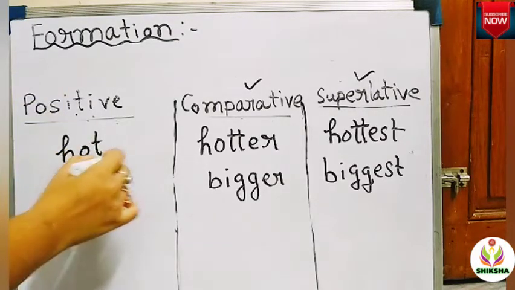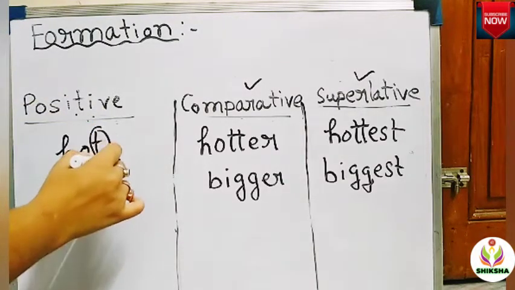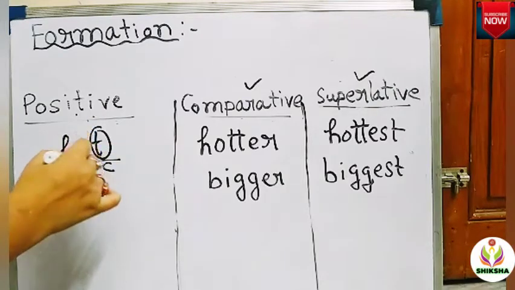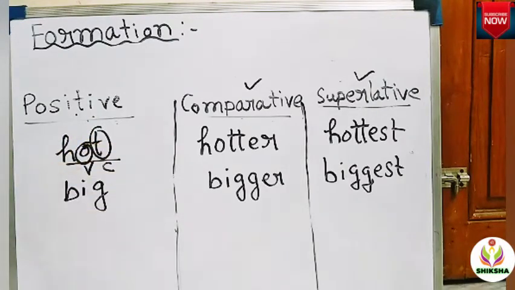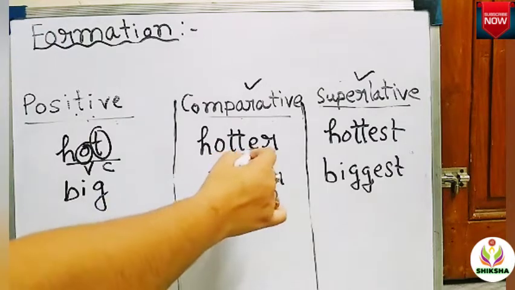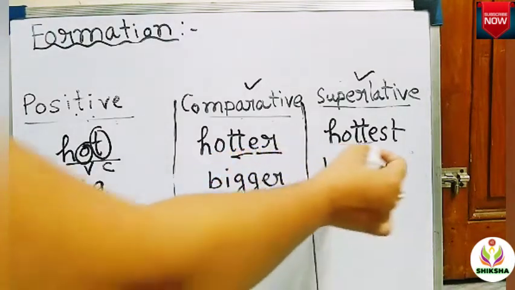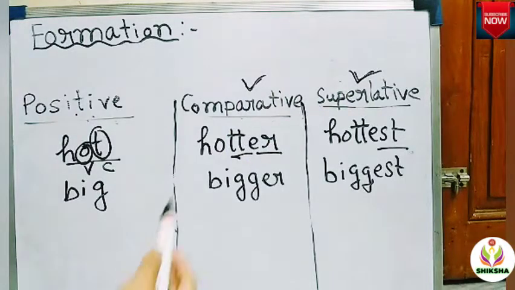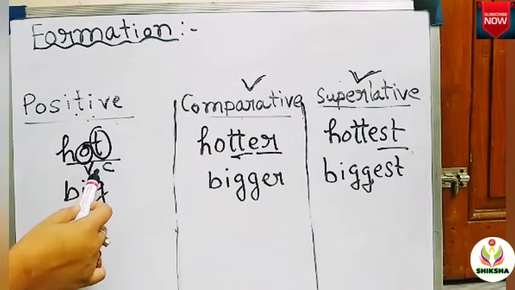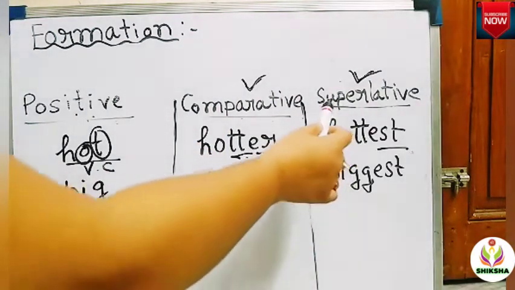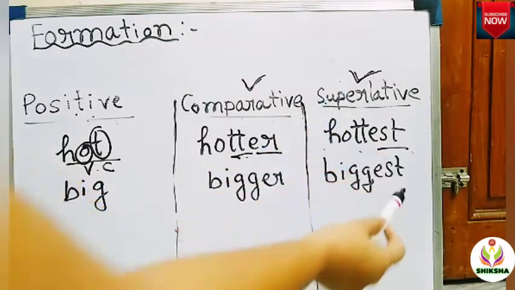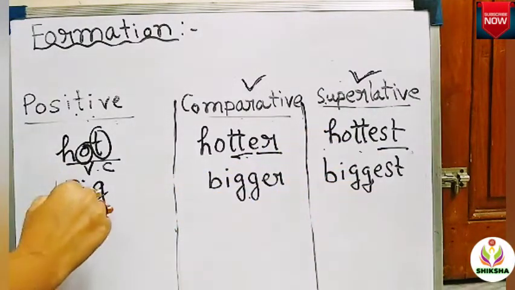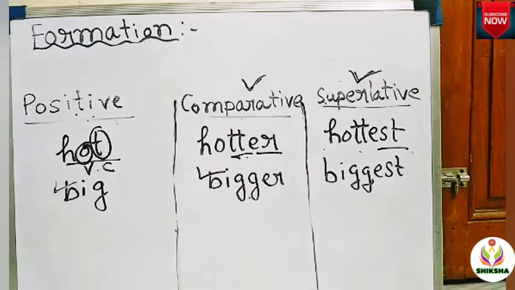When the positive degree ends in a consonant with a vowel before it, we double the consonant and then add er and est to form the comparative and superlative. So the comparative degree of hot will be hotter and the superlative form of hot will be hottest. So the comparative form of big will be bigger and the superlative form will be biggest.